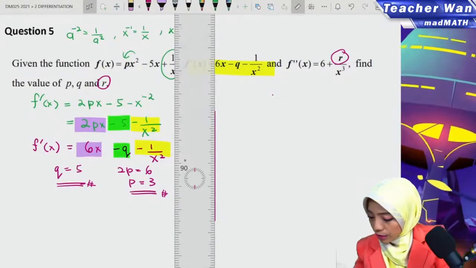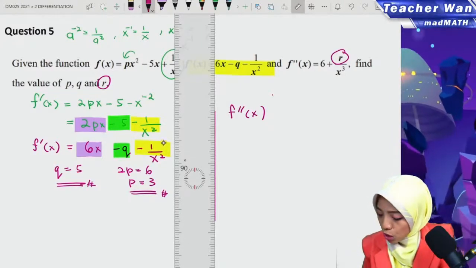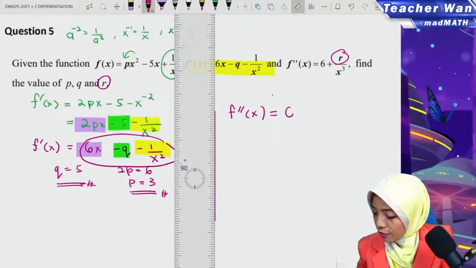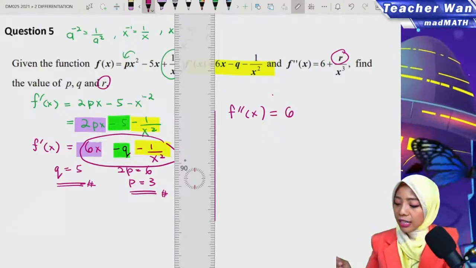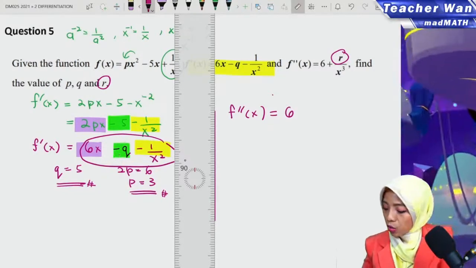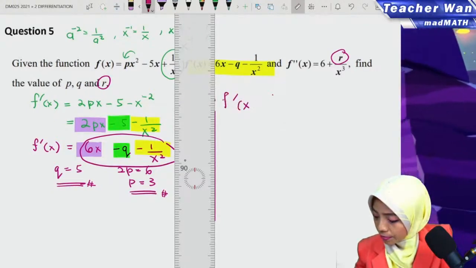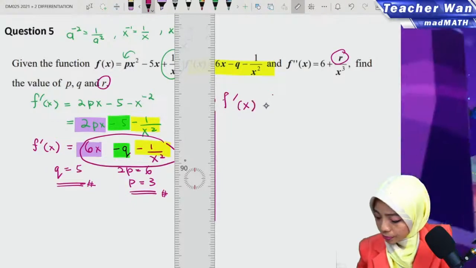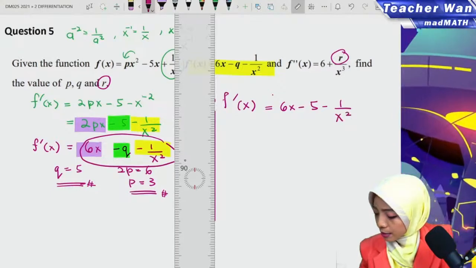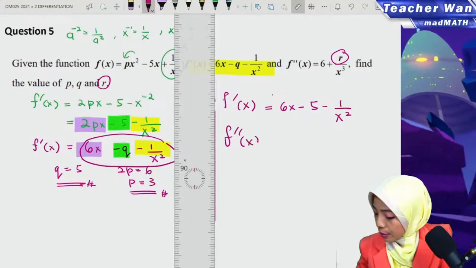Okay. Alright, so f double prime x. So we are going to do the second derivative. 6x differentiate, we get 6. And then q is a constant. Okay, why not we rewrite it. f x equals to 6x minus 5 minus 1 over x squared. And then now f double prime x equals to 6.